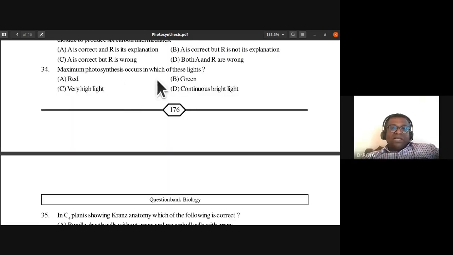Maximum photosynthesis occurs in which of these wavelengths? Is it red, green, very high light, continuous bright light? Maximum photosynthesis occurs in red wavelength of light. So for the 34th, A is the answer.